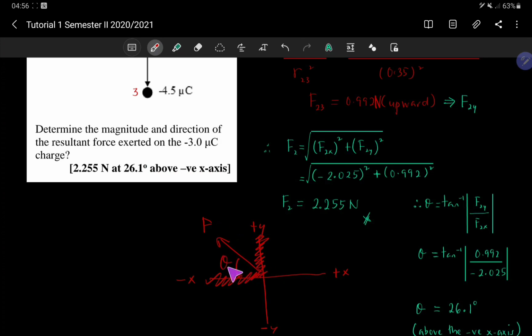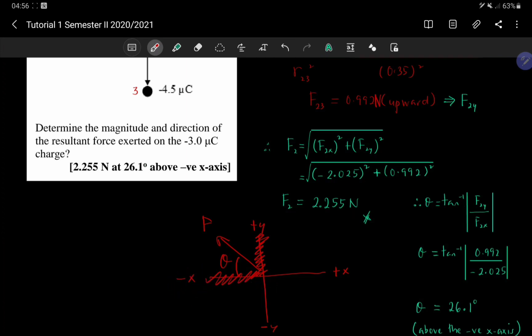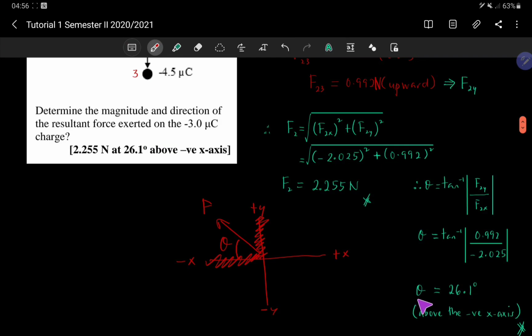So now theta is located above the negative x-axis. State the direction: theta is now 26.1 degrees, which is above the negative x-axis. This is how to identify the direction. Or maybe you don't have to write down the statement, but you can just sketch the diagram. It's okay, but you need to label what the force is and what the value of theta is completely.